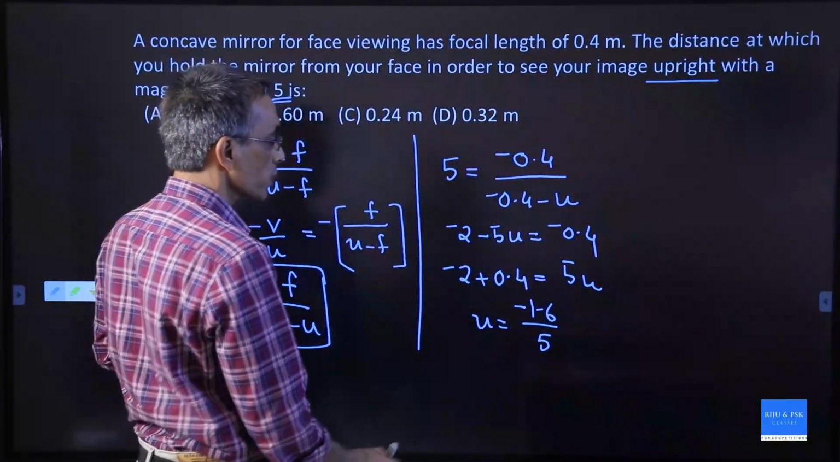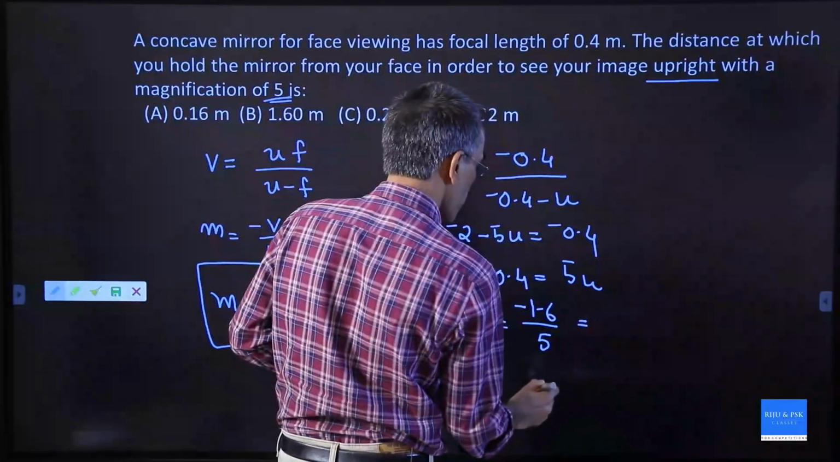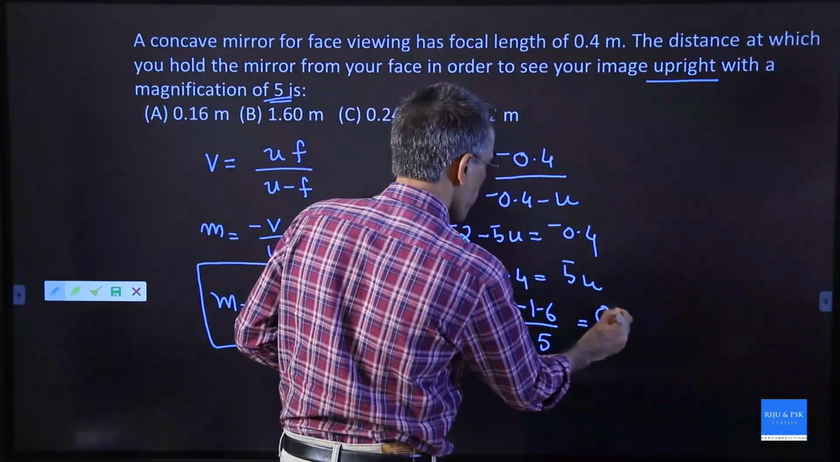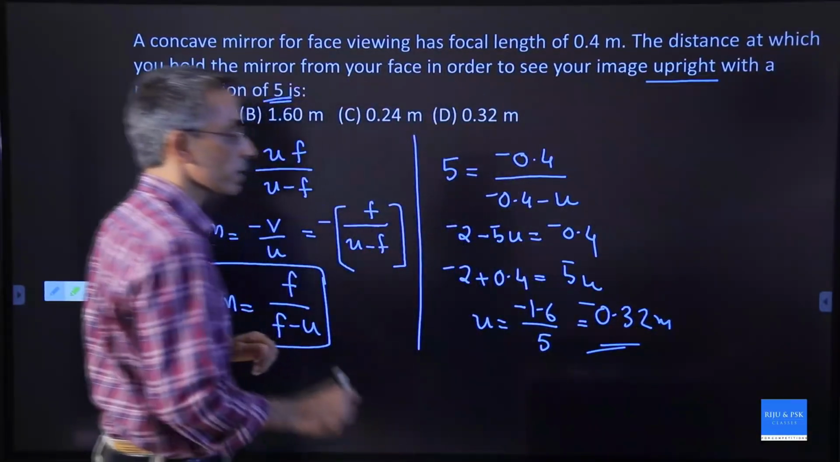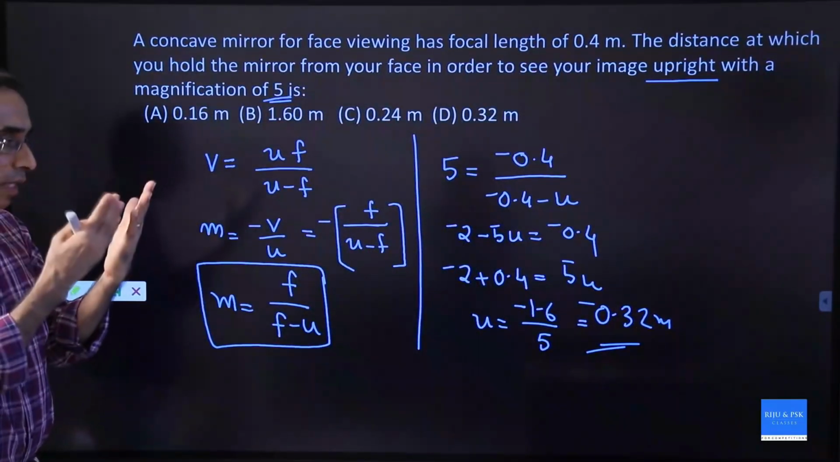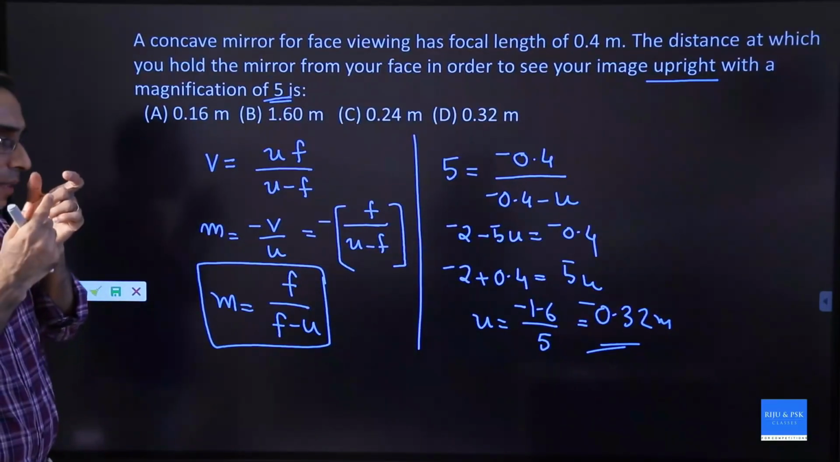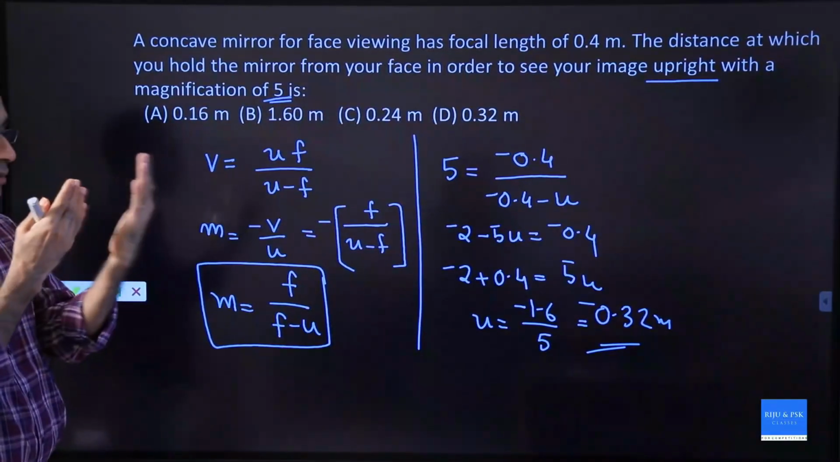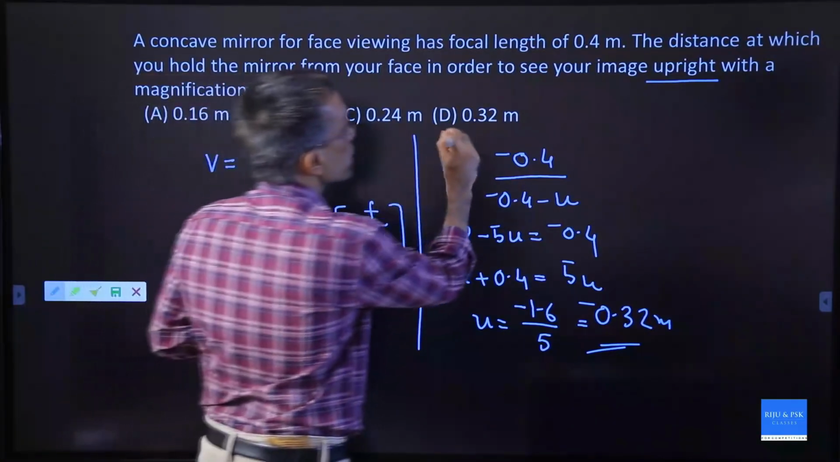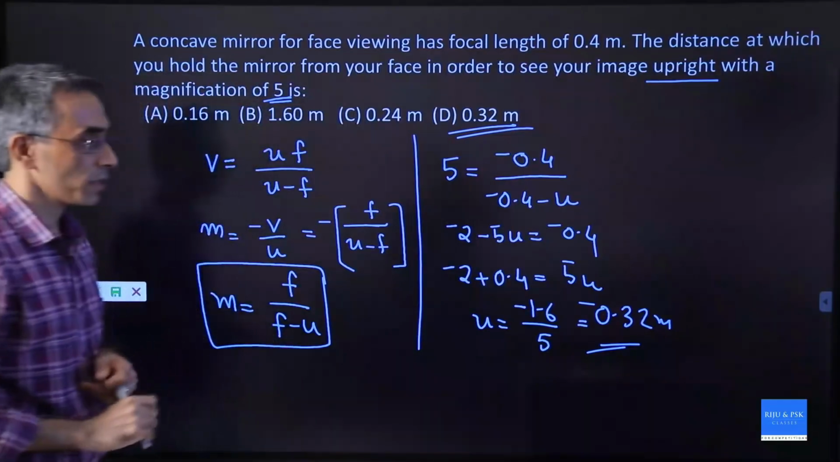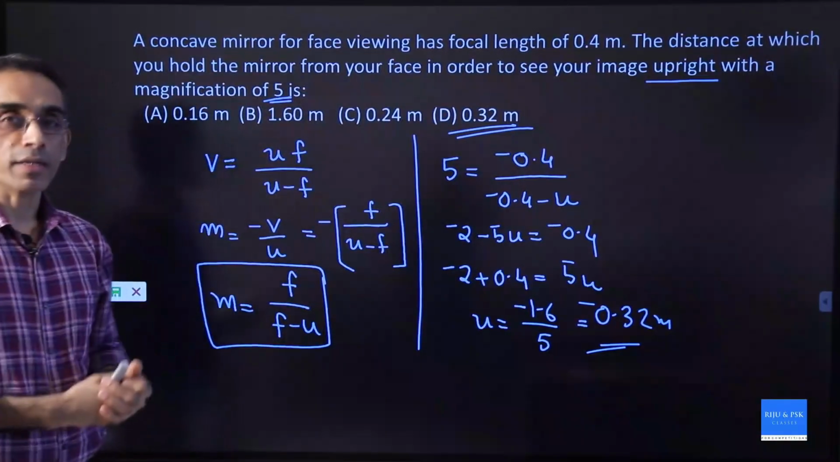Minus 1.6 divided by 5 will give you minus 0.32 meter. So the face and the mirror must be separated by a distance of 32 centimeters, approximately this much, to see the face that large. So your answer must be 0.32 meter. Negative sign, of course, u must be negative.